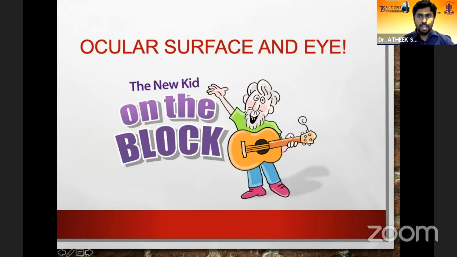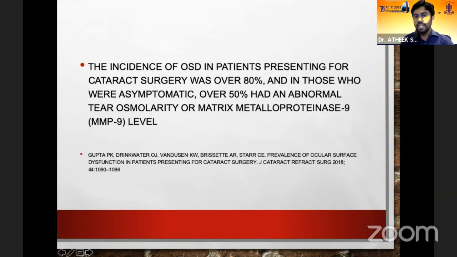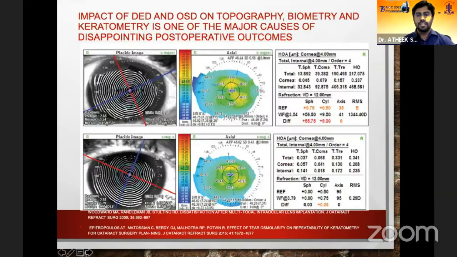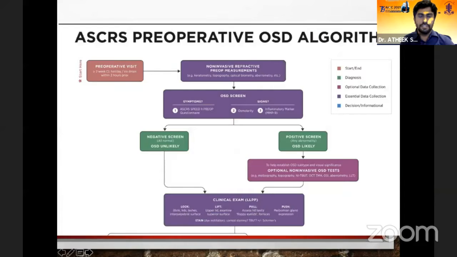The new kid on the block, ocular surface, which everybody is talking about in every webinar, has a very major role to play in astigmatism management also. This landmark trial published in JCRS says about 80% of patients presenting for cataract surgery do have significant ocular surface disorder. So if you use a placido-based astigmatism measuring device, the astigmatism can be wrong, and we can get absolutely haywire values before and after using lubricants or treating the ocular surface disorders.